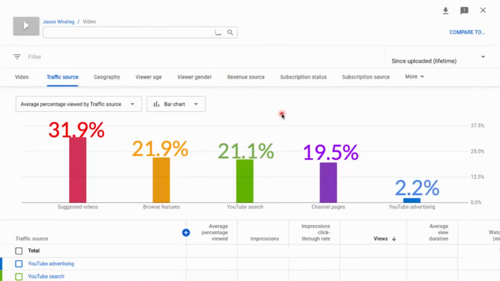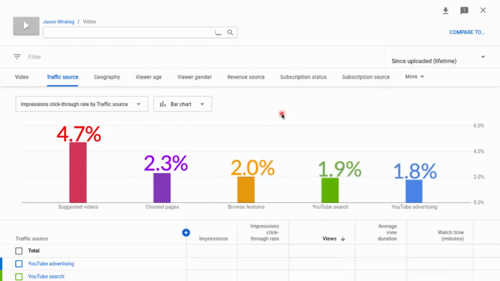So if we look at the percentage, you'll see that just 2% average view duration for YouTube viewers who came from ads, and then 31% for suggested. And when we look at click-through rate though, you'll see that our YouTube advertising click rate isn't that much lower than most of the other sources on YouTube.